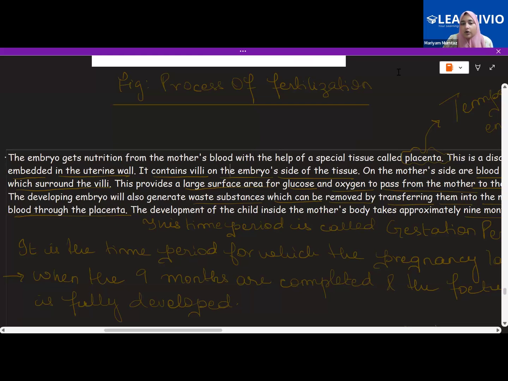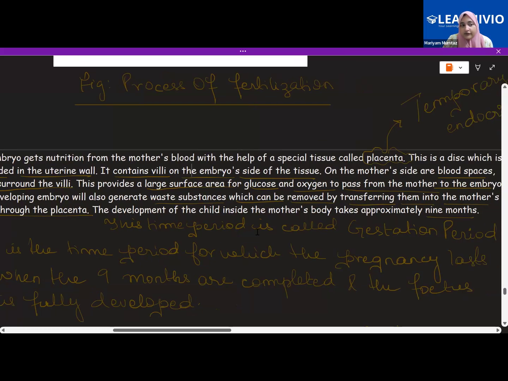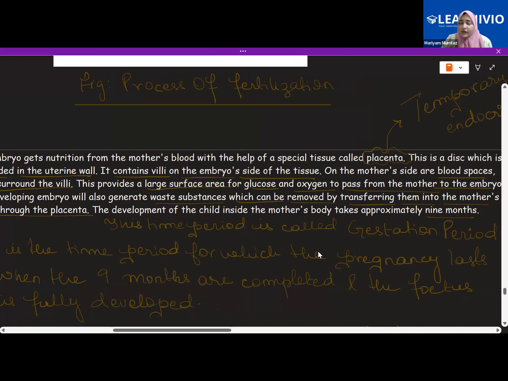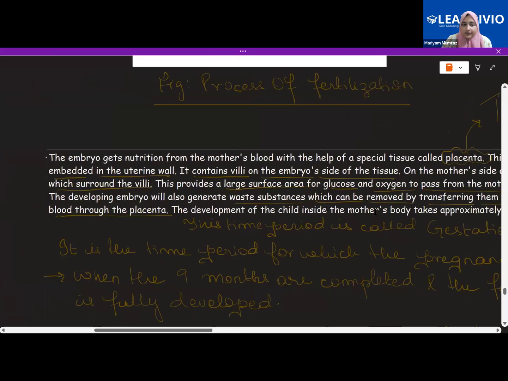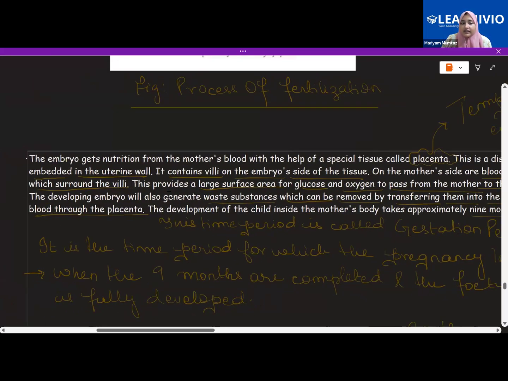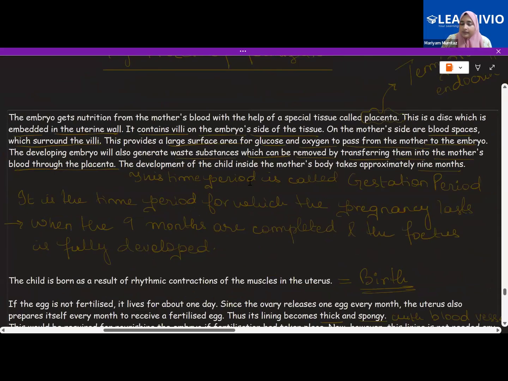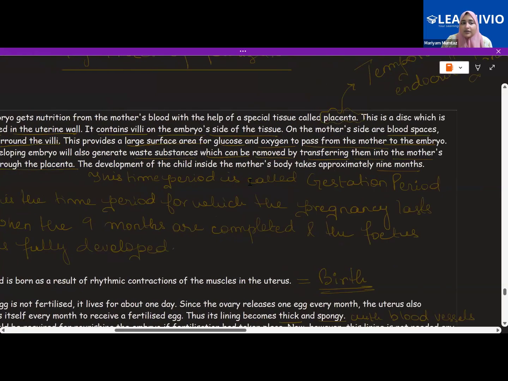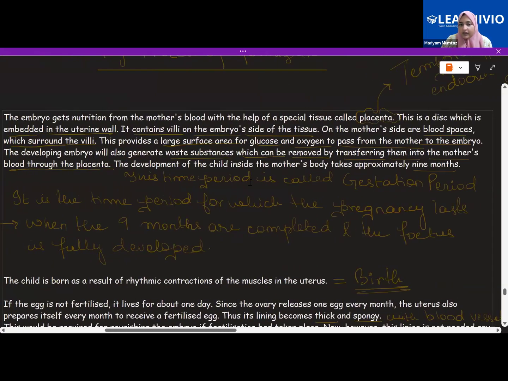The cord that connects the fetus with it is called the umbilical cord. Clear? So every food substance, energy substance, hormone, and oxygen passes from the mother to the embryo. The developing embryo will also generate waste material because the whole metabolism is happening. That gets removed by transferring it into the mother's blood through the placenta.